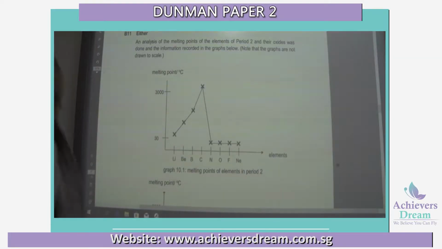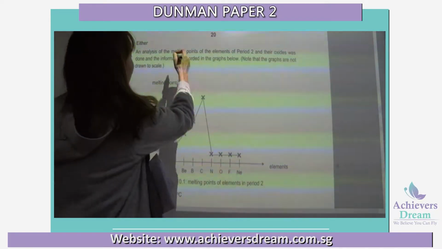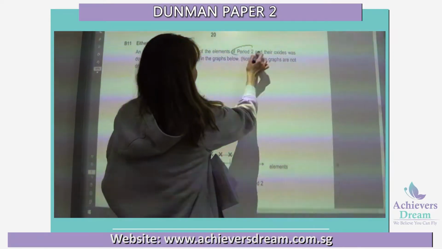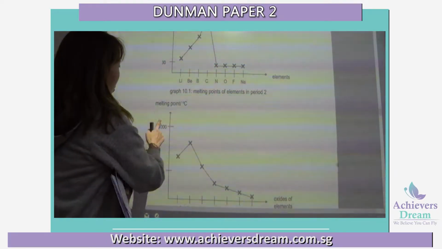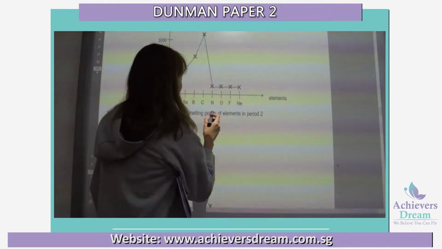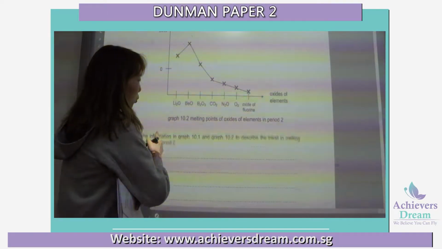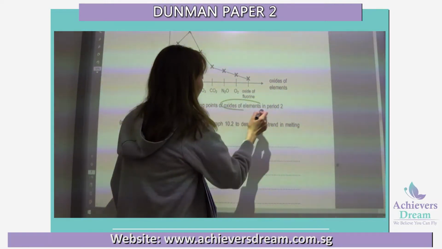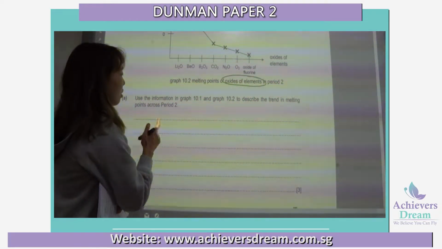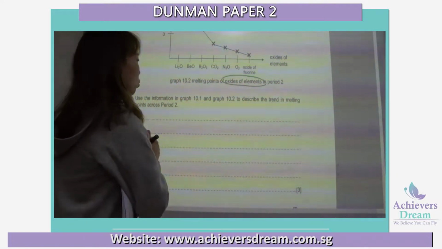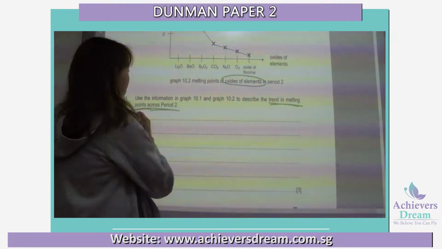Okay? Okay, so now for B11, an analysis of the melting points of the elements of period 2 and their oxides was done, and the information is recorded. So this is graph 10.1. They are telling you about the melting point of elements. Whereas for graph 10.2, it is telling you the melting point of the oxides of elements. So for part A, using information in graph 10.1 and 10.2, describe the trend in melting points across period 2.